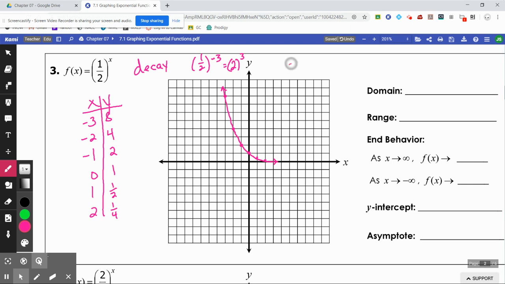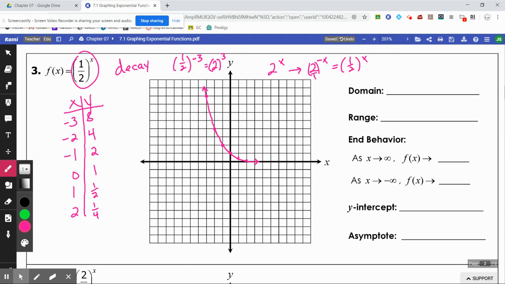If you actually took 2 to the x, changed it to 2 to the -x, that would be a reflection across the y-axis. Well, think about what you can do with 2 to the -x. You could take that 2/1, you could flip it to 1/2 and make it a positive x, because to raise a fraction to a negative, you can flip the fraction, which is the exact same we just graphed. So that's simply a reflection across the y-axis. This would be an example of exponential decay.